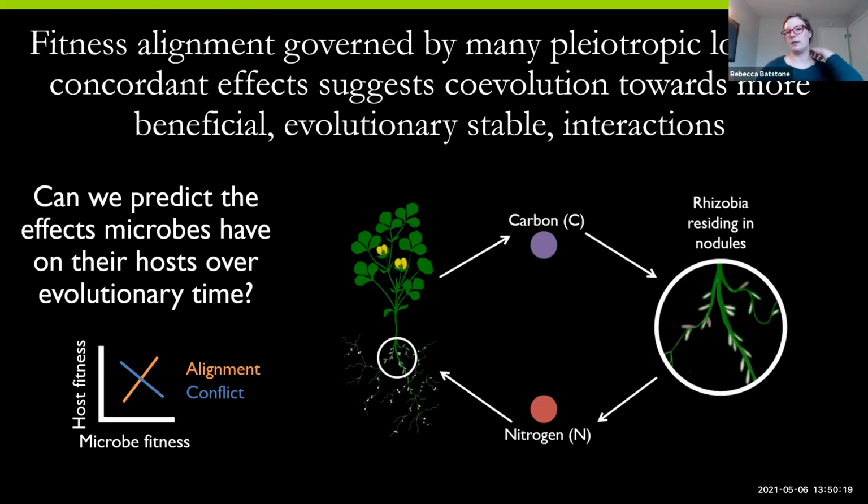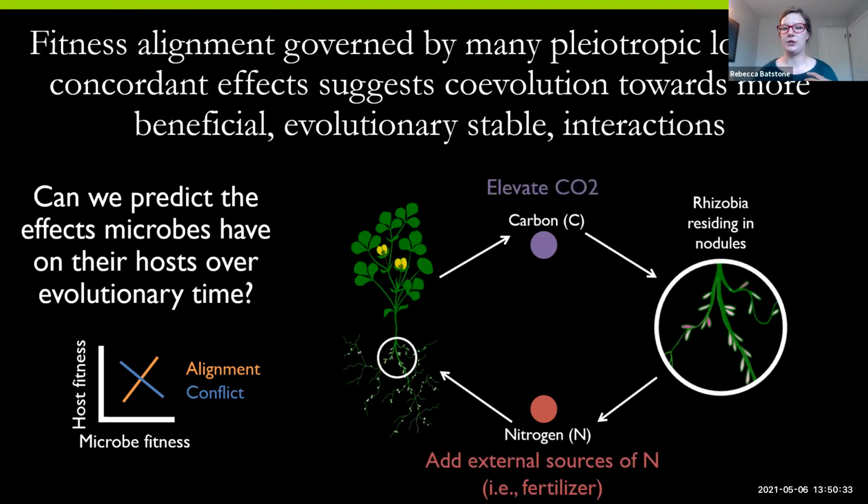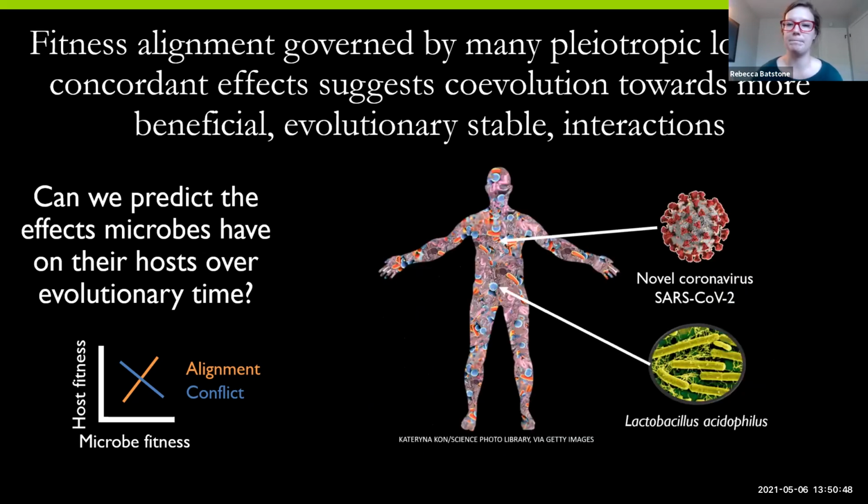We could also use this information to model how environmental conditions might modulate alignment or conflict over time, which would be useful for predicting the effects of climate change, for example. Or specifically, within the symbiosis, you could add external sources of nitrogen, such as fertilizer, or even elevate CO2 emissions to see how these factors will influence the degree of fitness conflict or alignment. And of course, these kinds of experiments are being done currently.